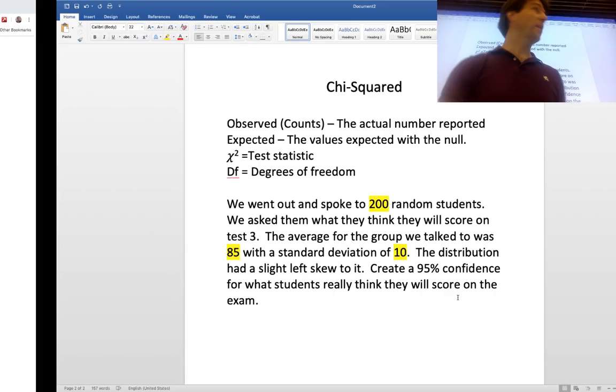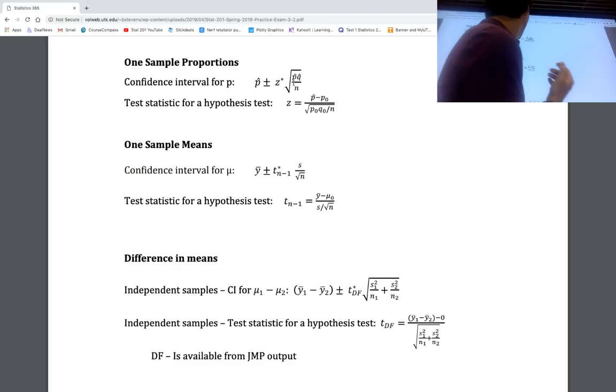Also, we only have Y bar. We don't have Y bar 1, Y bar 2. So which one? We are doing a confidence interval for one mean. Does everyone see that? Confidence interval for one mean. So here is our formula right here.